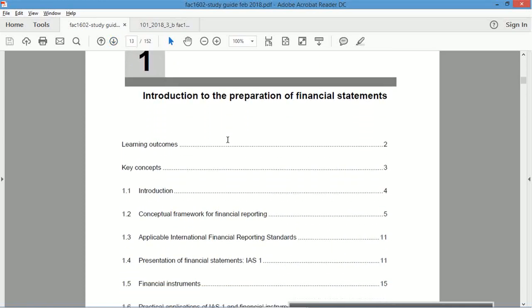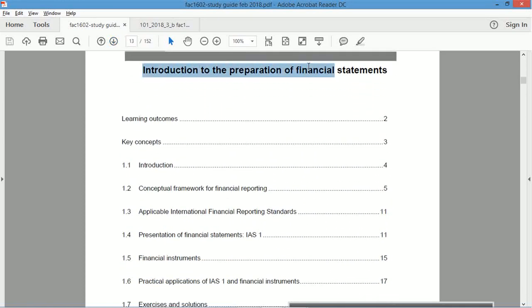And there we go, Learning Unit 1. Learning Unit 1 is looking at the introduction to the preparation of financial statements. If I'm looking at preparation, we're looking at the creating of these financial statements. So these statements need to be created in line with what? The IFRS. Correct. Okay, and why is that important?